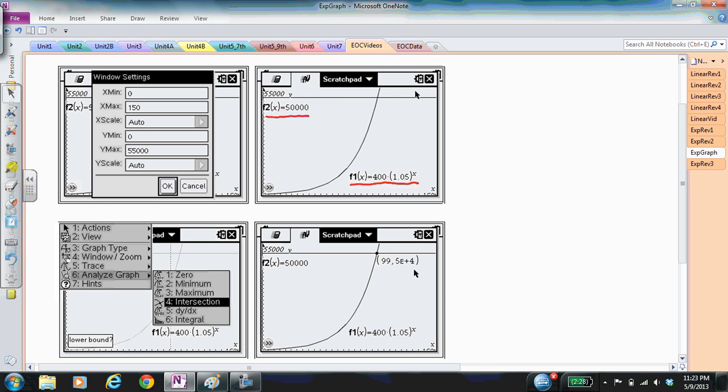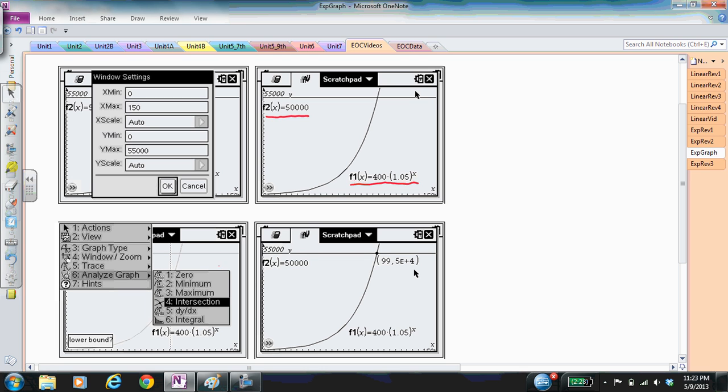So I had to go in and change my window settings. I changed the x-min to 0, x-max to 150, just to give myself a good range of the number of years that it might take that population to grow up to 50,000. Y-min was 0 because there's no negative population. That doesn't make sense. And then Y-max I made bigger than 50,000, so 55,000. And then I pressed OK.